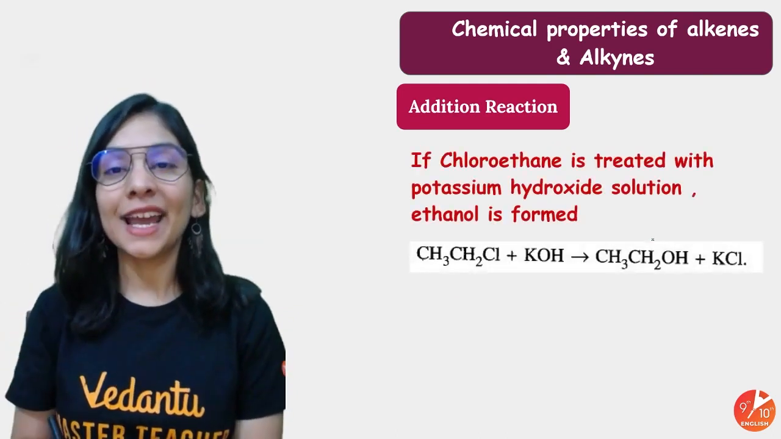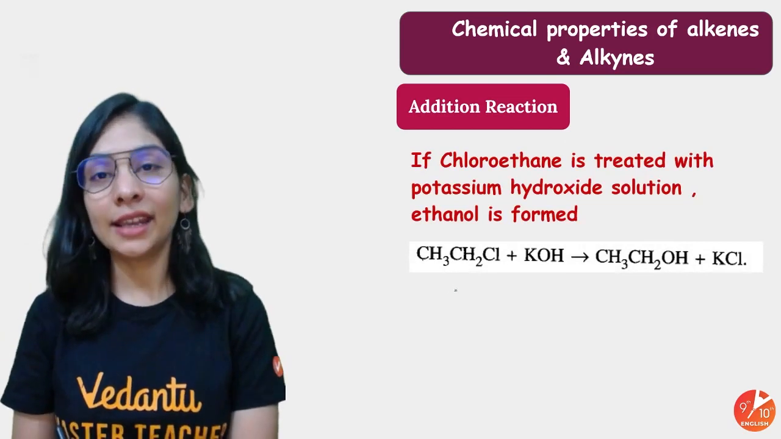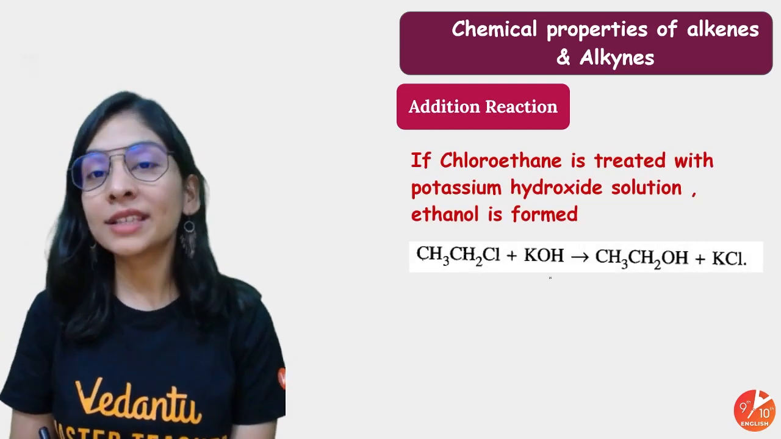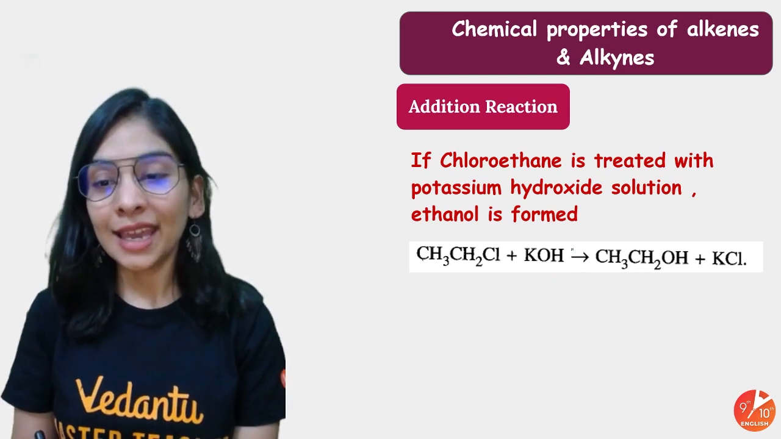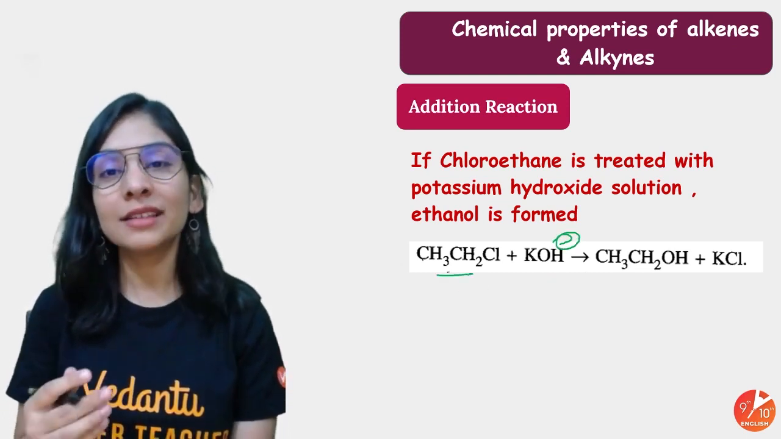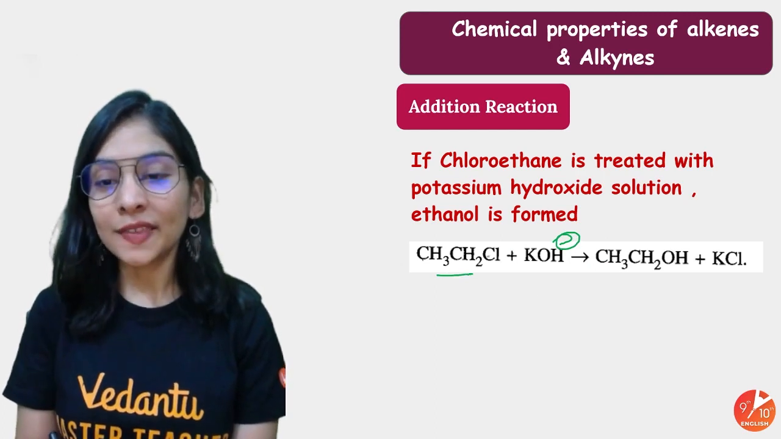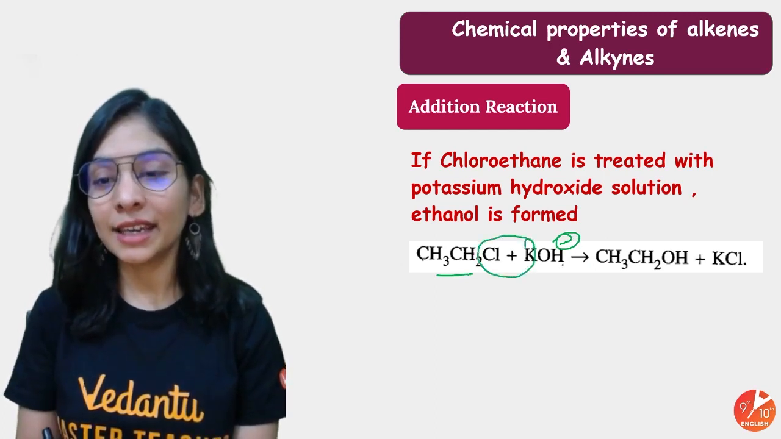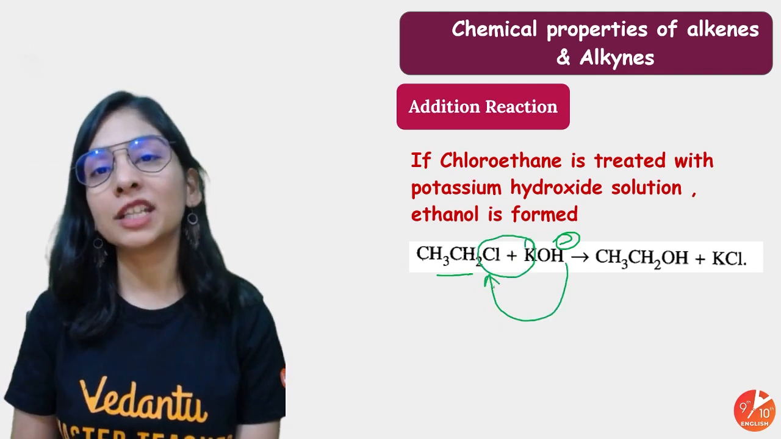Okay, and if I get this chloroethane by reacting it with aqueous KOH or aqueous NaOH, this is something that will show substitution. If you remember, my alkanes show substitution. So in this, what will happen? K will take Cl and OH will attack here to take its position.